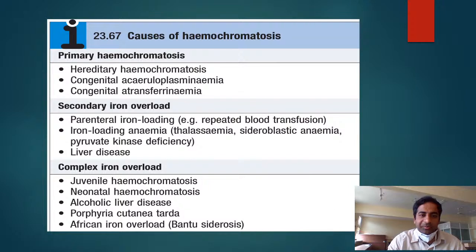So causes, you have primary and secondary. Primary: hereditary hemochromatosis, congenital aceruloplasminemia, and congenital atransferrinemia. Then secondary iron overload, mainly by parenteral iron, like repeated blood transfusions, iron loading anemias, so pyruvate kinase deficiency, liver disease. All these are secondary iron overload conditions. Then complex iron overload like juvenile hemochromatosis, neonatal hemochromatosis, alcoholic liver disease, porphyrias, all these also can be causes of hemochromatosis.